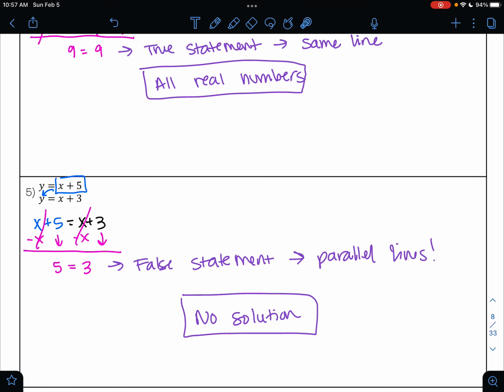Now, if you noticed up here that your slopes are parallel, and that's easy to see here because both of these equations are in slope-intercept form, then you can just jump straight to this answer and say, oh, nope, both of these graphs have the same slope but different y-intercepts. I know that they're going to be parallel lines, and so I'm going to have no solution here.